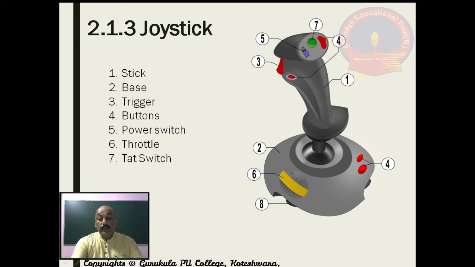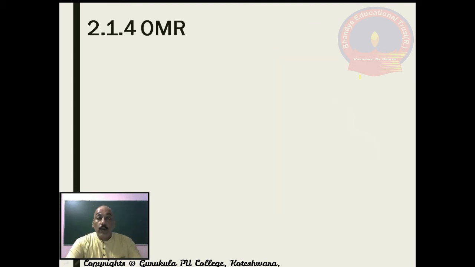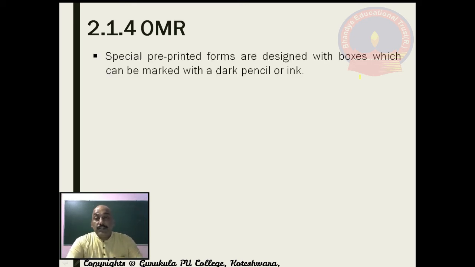Moving to the next input device, that is OMR. Many of you have heard about OMR, correct? So let me give an idea. This is also an input device. See here what happens. Specially pre-printed forms are designed with boxes or circles where you can mark using a dark pencil or ball ink pen. That will be given as an input to the computer.